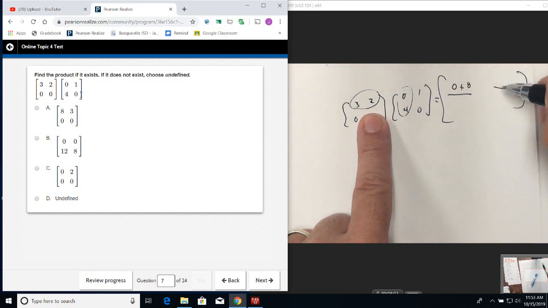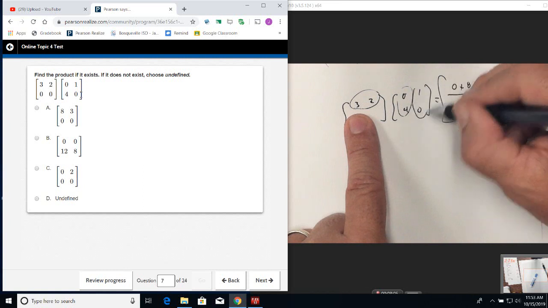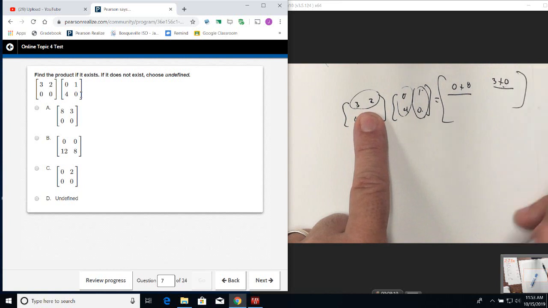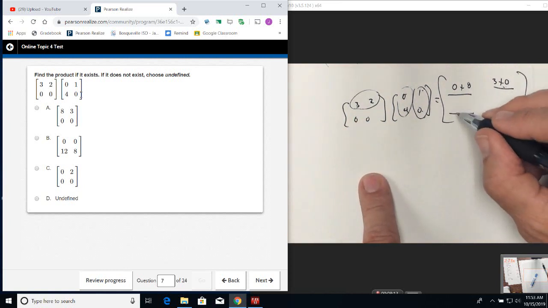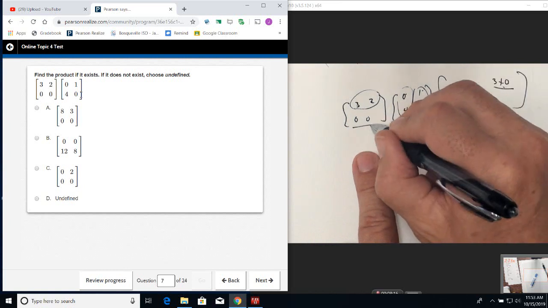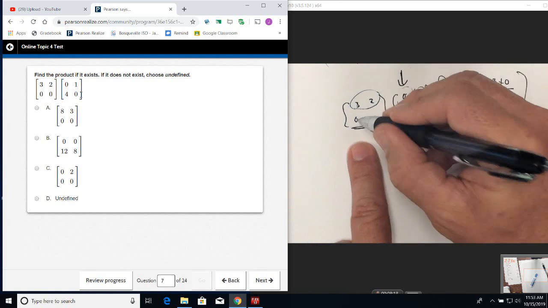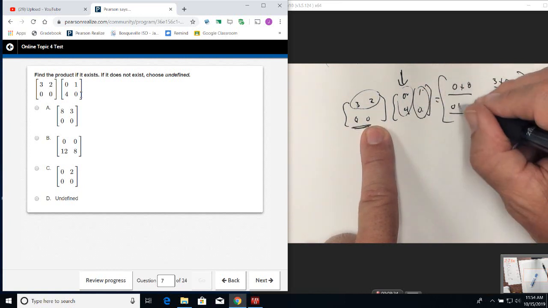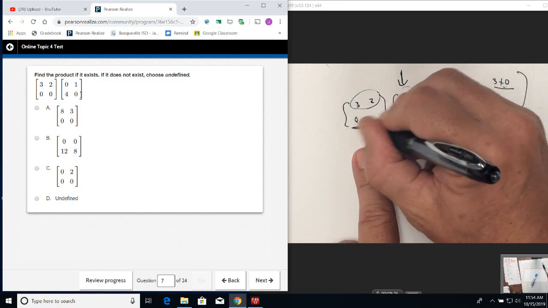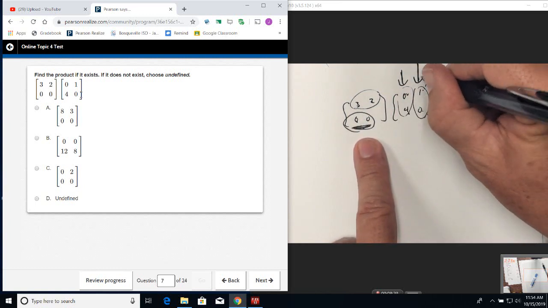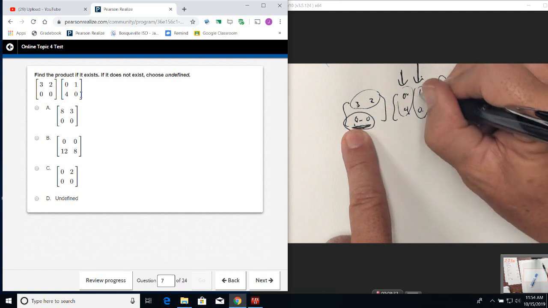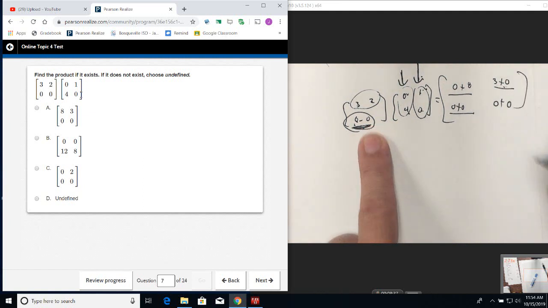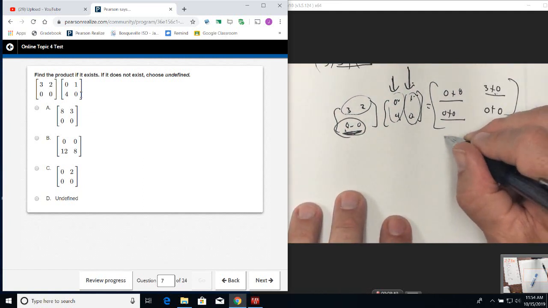To get my second element of that row, I take this row times this column. So it'd be 3 times 1, which is 3, plus 2 times 0 is 0. Now let's find that next entry. That next element comes from this row times this column. So it's 0 times 0 is 0, plus 4 times 0 is 0. Once again, I'm going to take this row times this next column. 0 times 1 is 0, plus the next element times the next element is another 0.